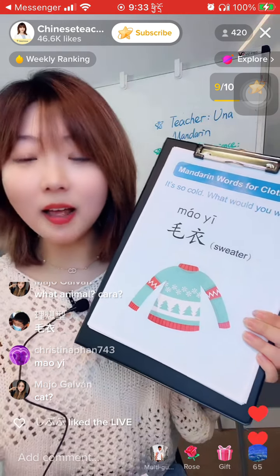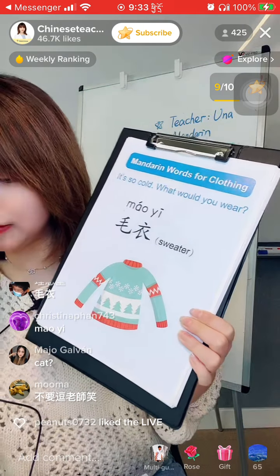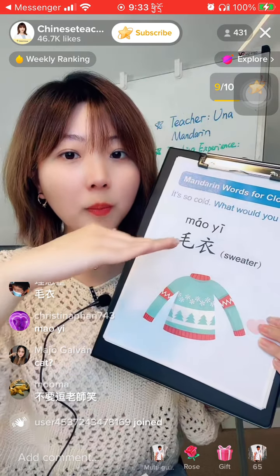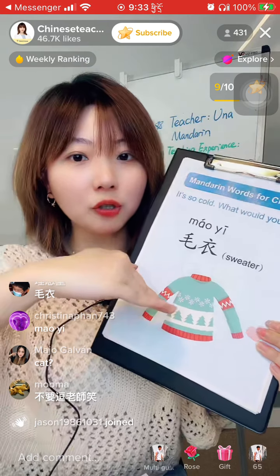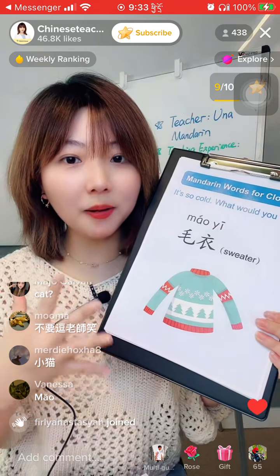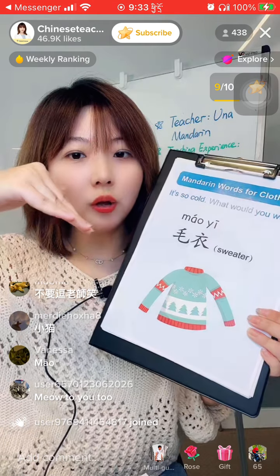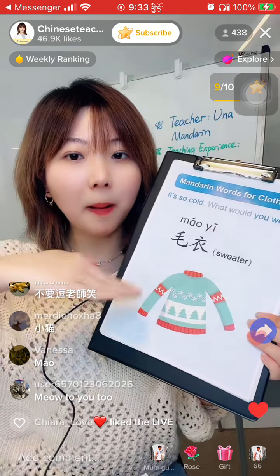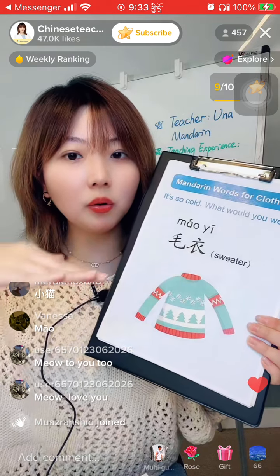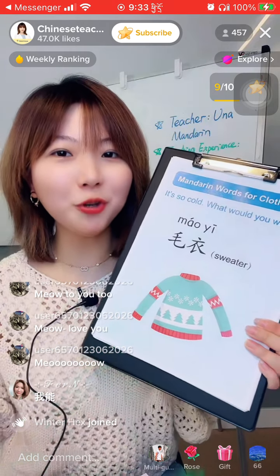Someone said cat. Very good. But cat is 猫. Okay, so let me show you the difference. Cat is 猫, it is the first tone. And 毛 is the second tone. Okay, so can you tell the difference? 猫, cat. 毛, hair. If I say 猫毛, 猫毛 is a new word.